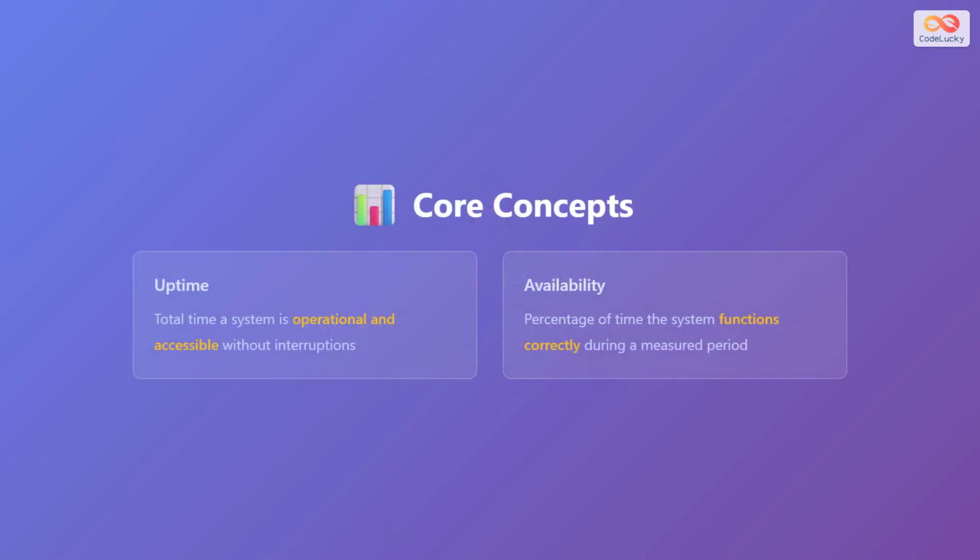Let's start with the core definitions. Uptime refers to the total amount of time that a system remains operational and accessible without any interruptions. It's simply how long your system is running and available for use. Availability, on the other hand, is expressed as a percentage. It represents the proportion of time during a measured period when the system functions correctly and serves its purpose. So if a server is supposed to run for 24 hours and it actually runs for 23.5 hours, we can calculate its availability percentage.